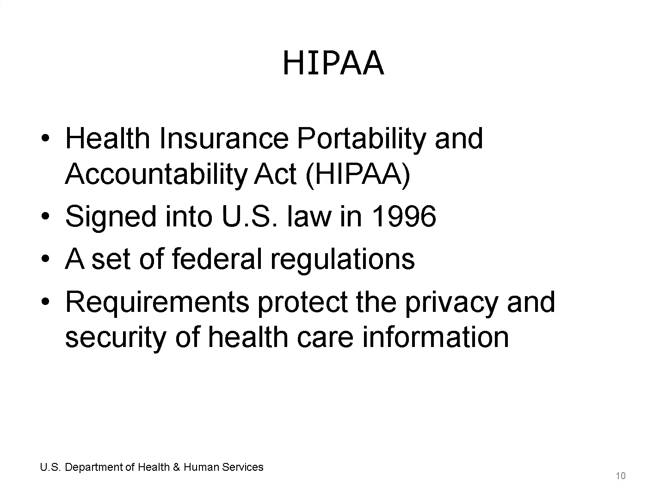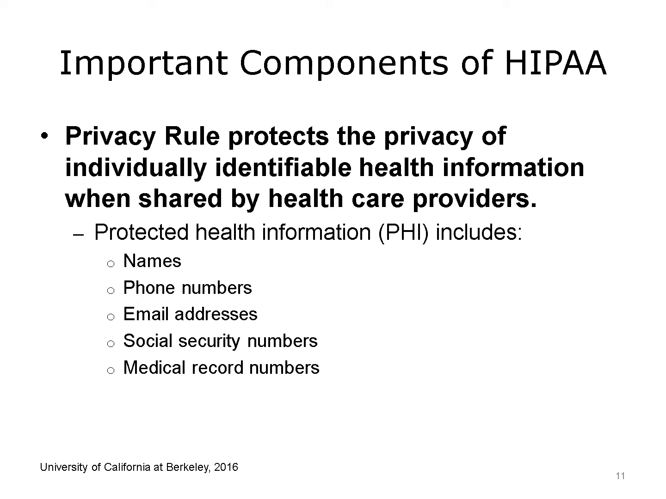According to DHHS, quote, "A major goal of the privacy rule is to assure that individuals' health information is properly protected while allowing the flow of health information needed to provide and promote high-quality health care and to protect the public's health and well-being." End quote. It impacts professional communications because it contains regulations that protect the privacy of patient data. The privacy rule applies to individually identifiable data.